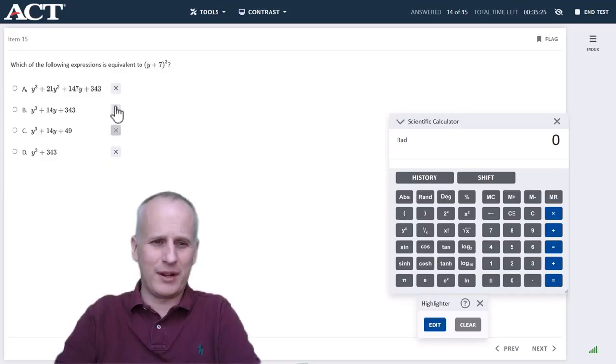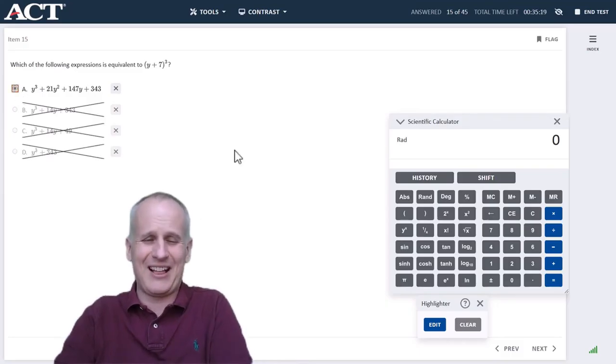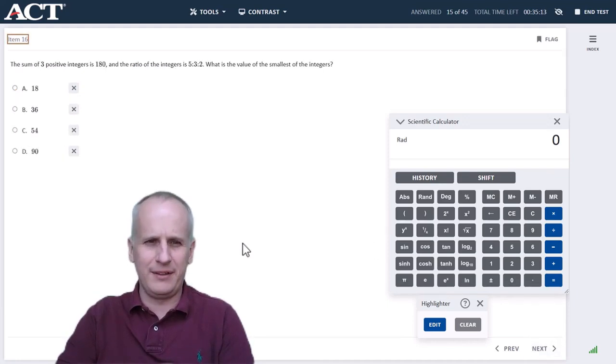So B doesn't have a y squared term, C doesn't have a y squared term, D doesn't have a y squared term. And without doing nearly like a third of the work to actually solve for this, we should be able to arrive to the correct answer of A for this problem pretty readily.